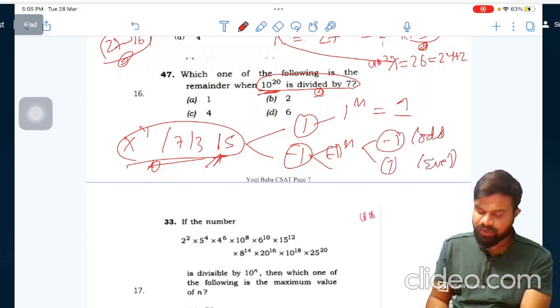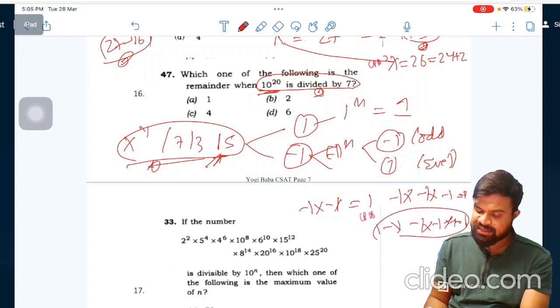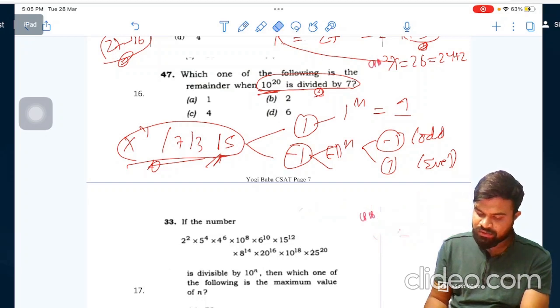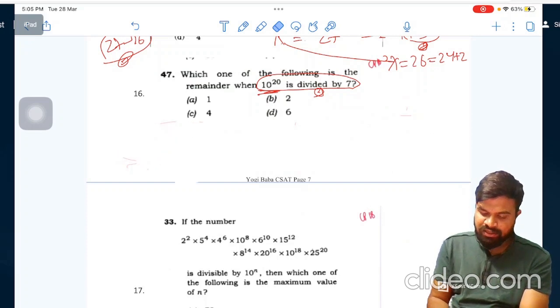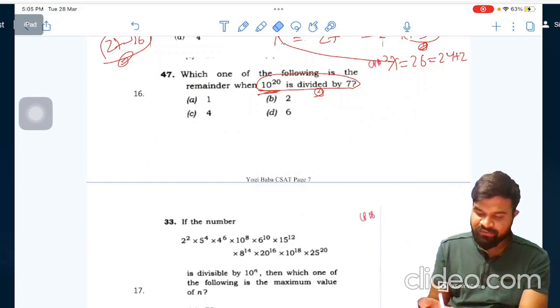You can check it yourself: minus 1 into minus 1 is 1, minus 1 into minus 1 into minus 1 is minus 1, and if we do it 4 times, then it becomes 1. So if the power is even, then it becomes 1, and if the power is odd, then it becomes minus 1. So what we do is try to raise x to a certain power so that we get 1 or minus 1 as a remainder.